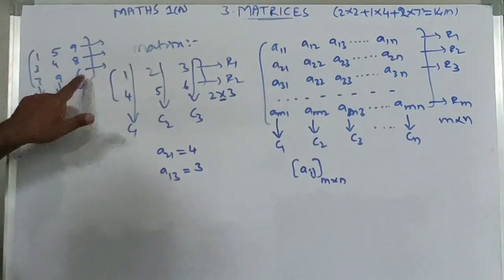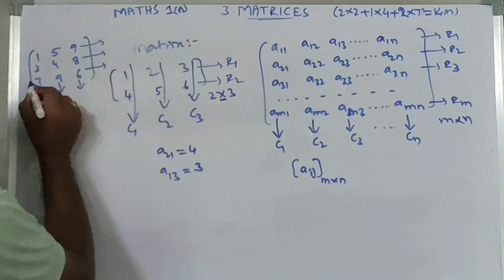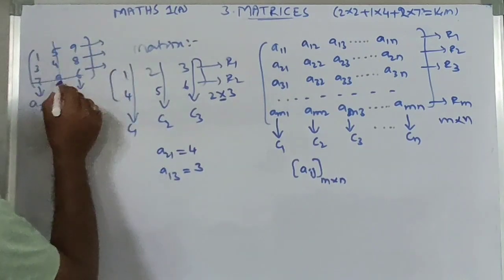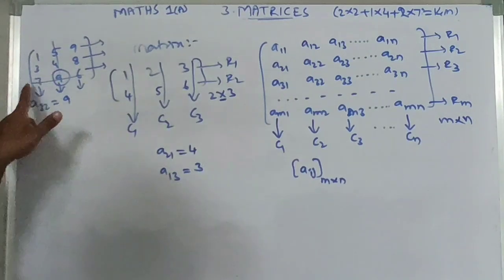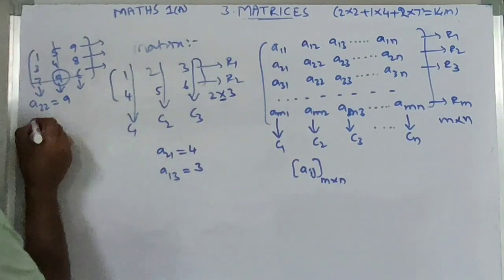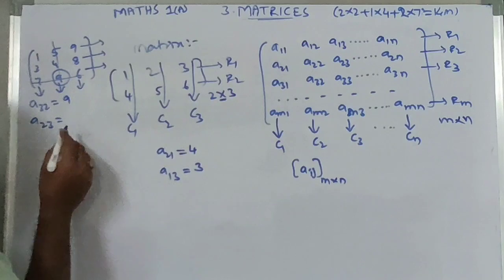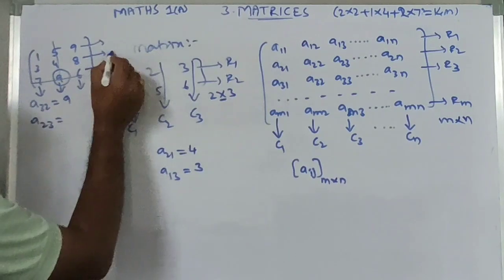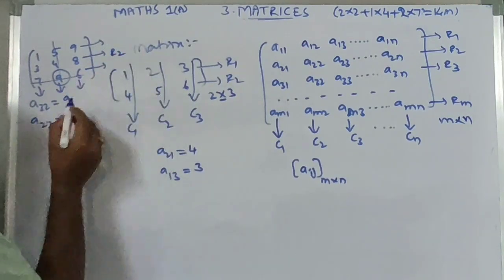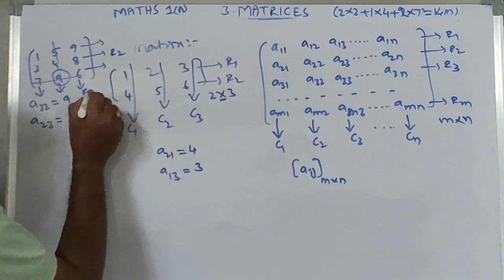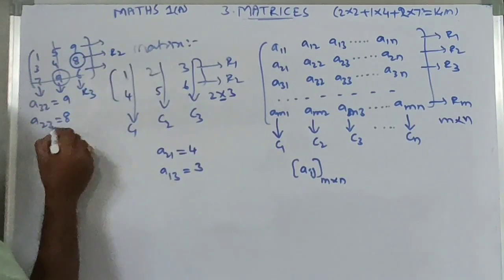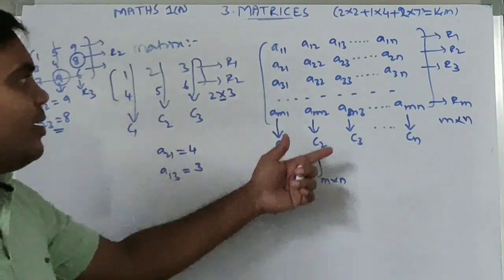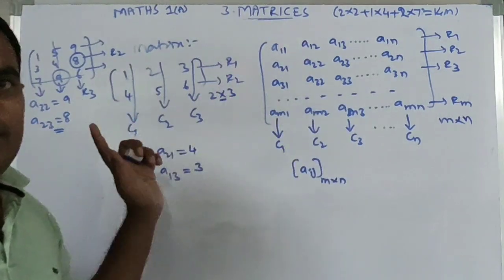So this is the third row, this is the second column. What is the common element? 9. So third row, second element. Next, A23: second row, third column. This is the third column. So in this common position, what is it? 8. So this is the position of the element.